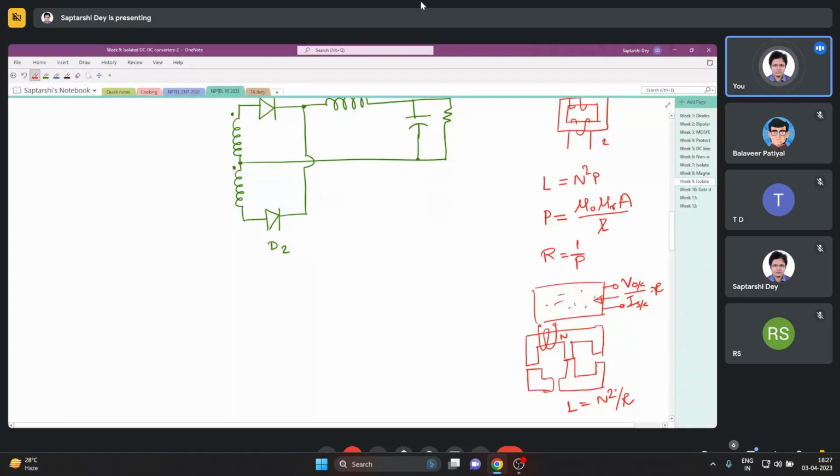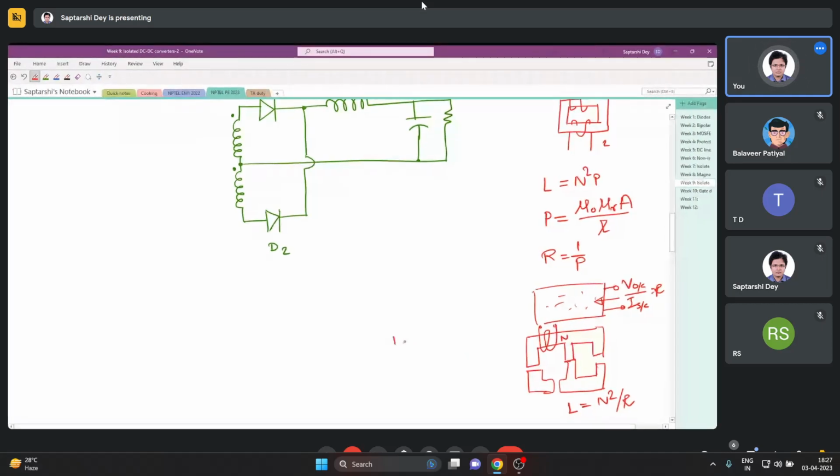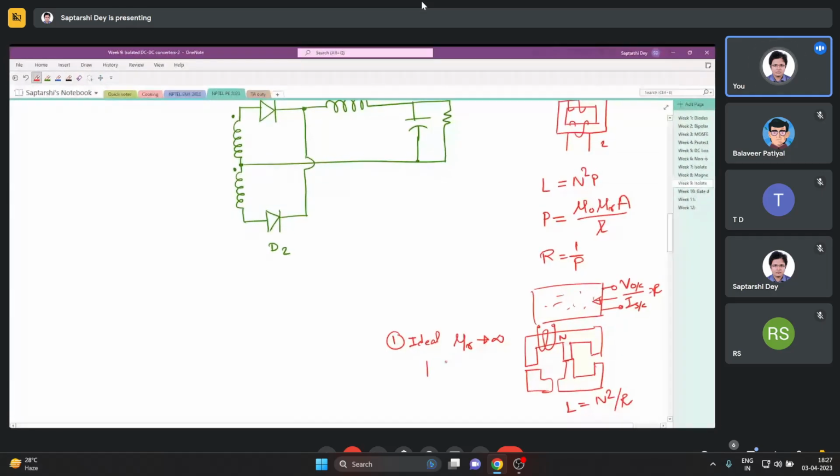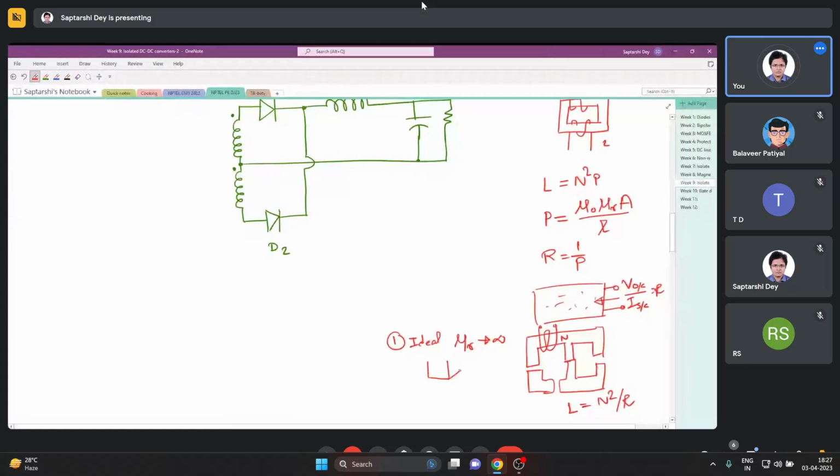Now what you are asking is whether it depends on the permeance, on the volume of the core. It does, because there are two things. If you look at this air gap, say for the first case I consider an ideal core. Ideal core means mu r tends to infinity. That means the whole reluctance is being offered by the air gaps only. Then also, if you look at this portion of the core, I'm looking at one air gap.